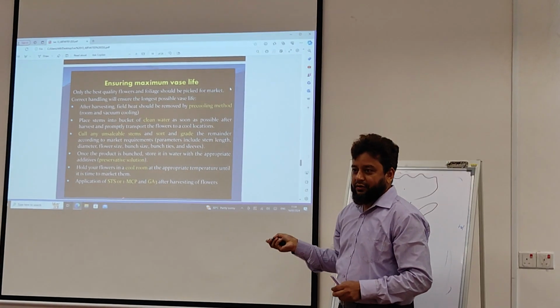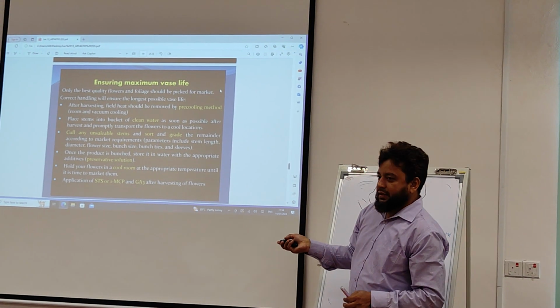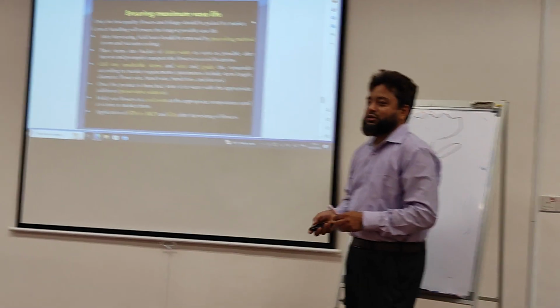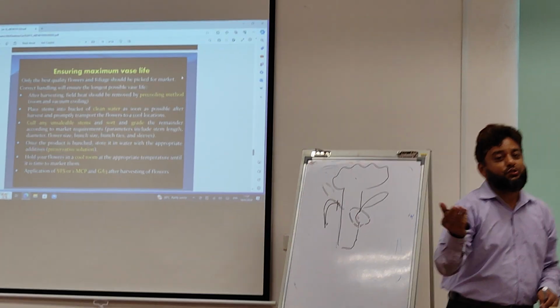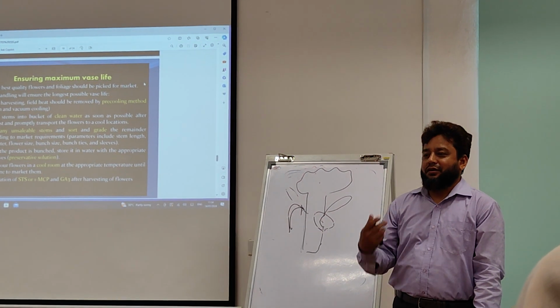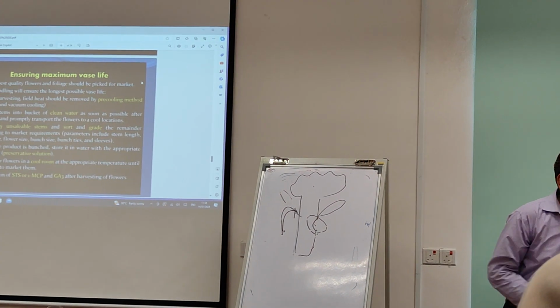And also maybe we need to apply all of this. We need to apply silver, and also 1-MCP and also the GC. In this way, we can improve the shelf life of the flower, right?